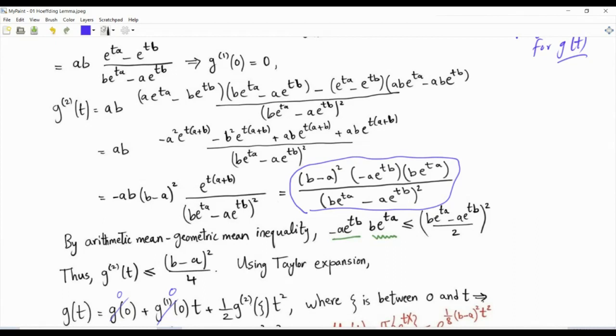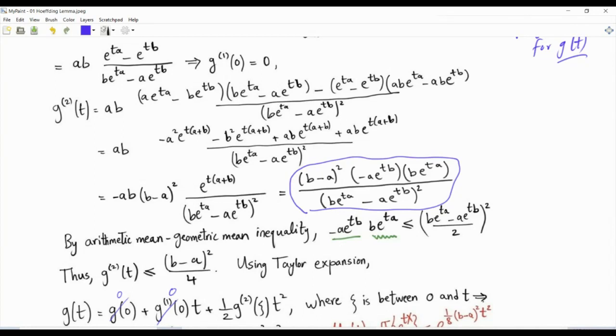Now, this is the second derivative. So what we will do is upper bound g of t by upper bounding its second derivative. It's not a so nice function. If you put t equals zeta, you will get something that looks a bit scary. But you can actually upper bound this thing nicely using the arithmetic mean geometric mean inequality.